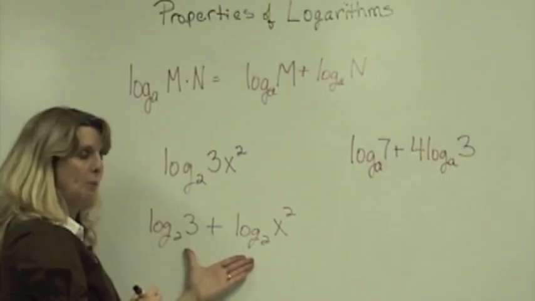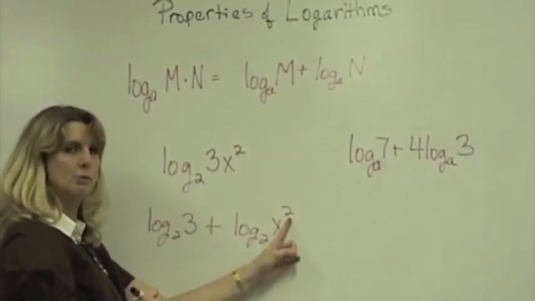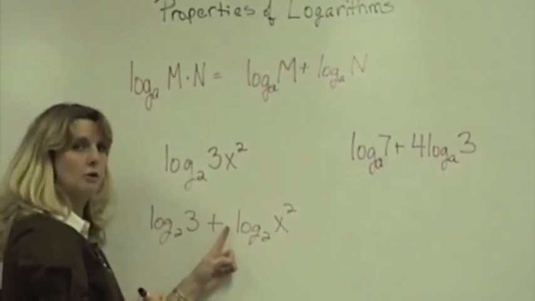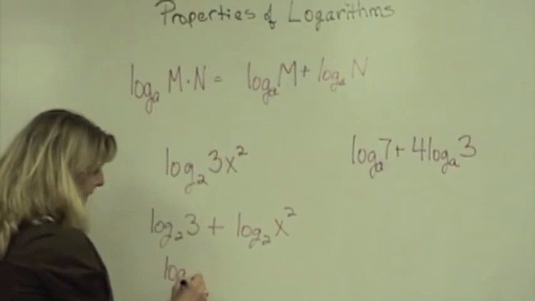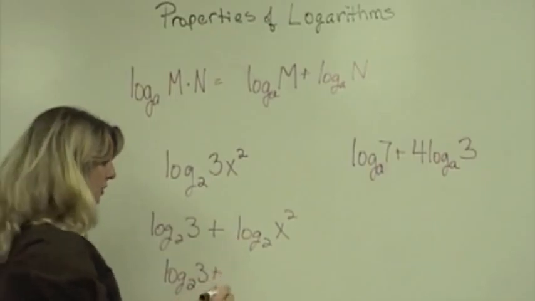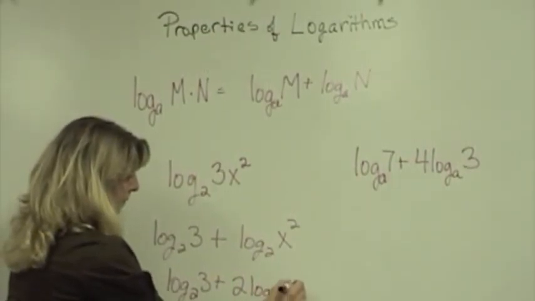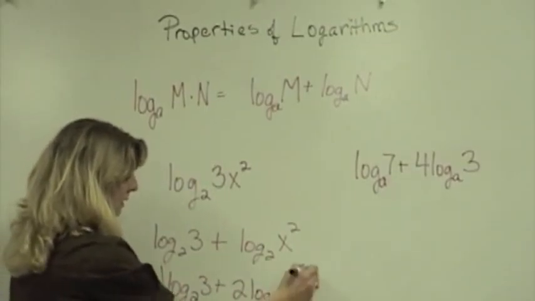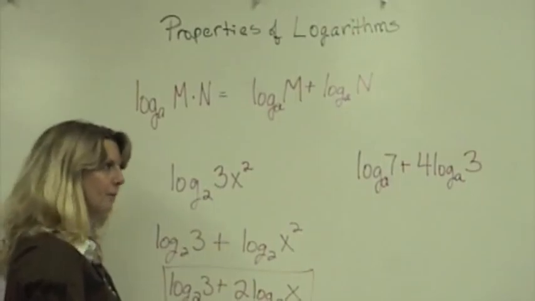There's one more step we can do here. If you remember, another log rule says an exponent can come out to the front. So we're going to write our exponent as our coefficient. This would be a fully expanded logarithmic function.